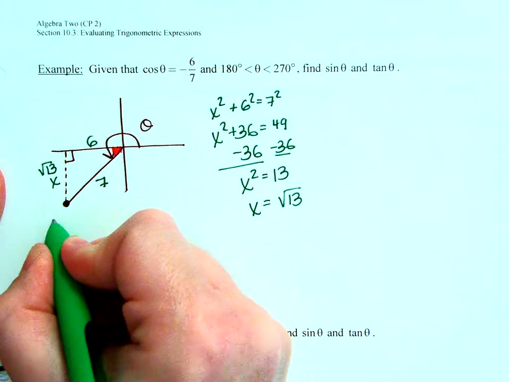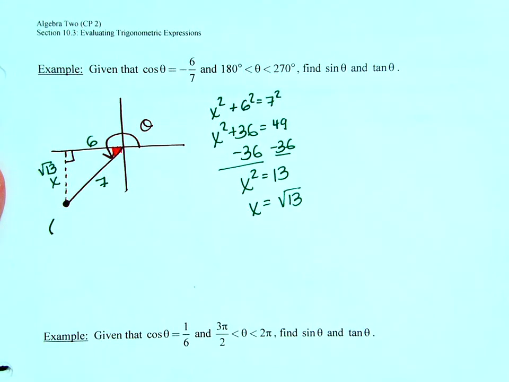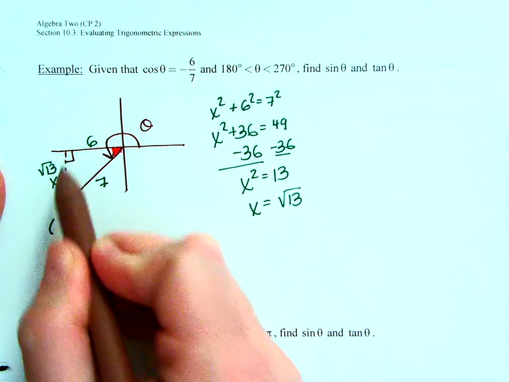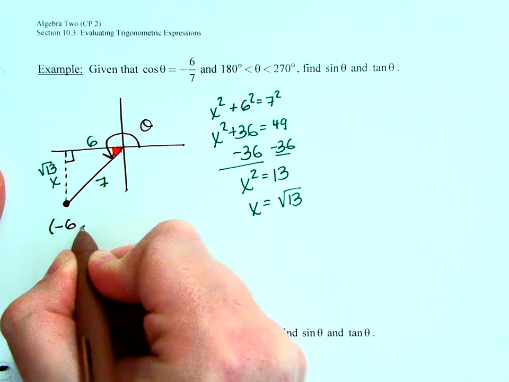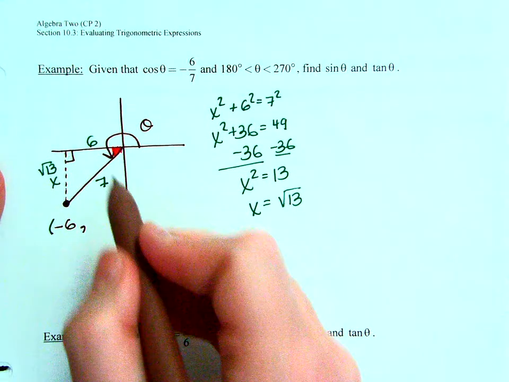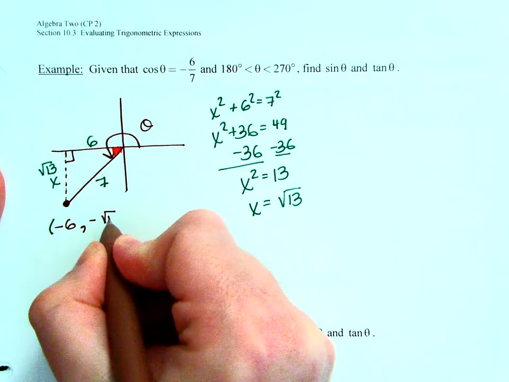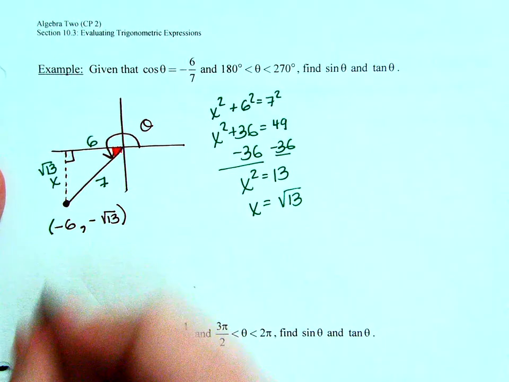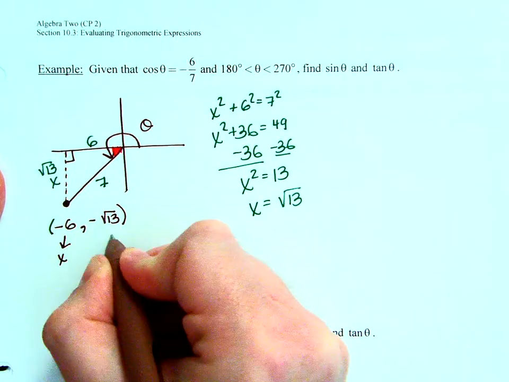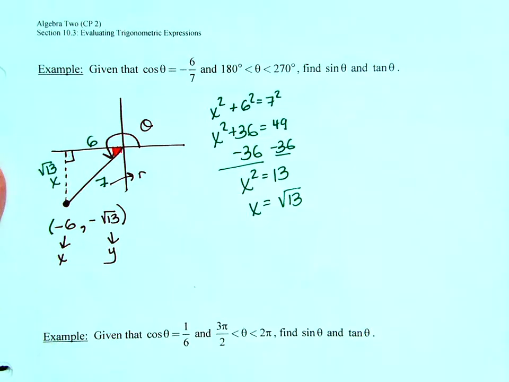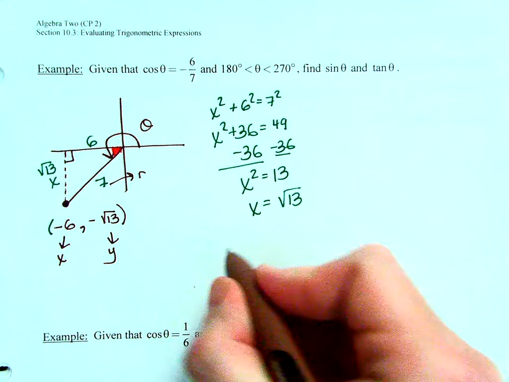I then want to get coordinates for this point. My x coordinate, I'm moving left 6. x coordinate is going to be negative 6. Y coordinate, well, I'm moving down root 13, so my y coordinate is going to be negative square root of 13. I've got my x, I've got my y, I've got my r, and I have everything I need now to find the sine of theta and the tangent of theta.